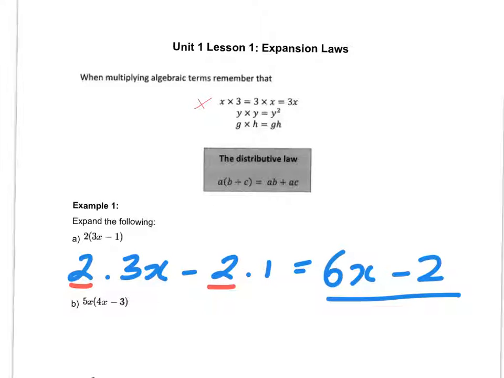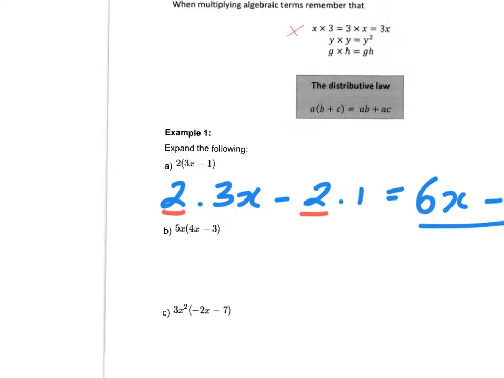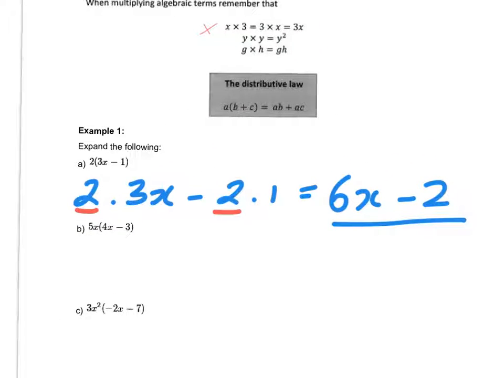Same with this one here. What you're going to do is multiply the 5x by the 4x and by the minus 3. Okay, so hold on, let me bring that back over. I'm not going to expand it out the way I have in the previous one. So if you do 5x times 4x, well, 5 times 4 is 20, and the x times the x is x squared. And then 5x by minus 3 is minus 15x. Okay?